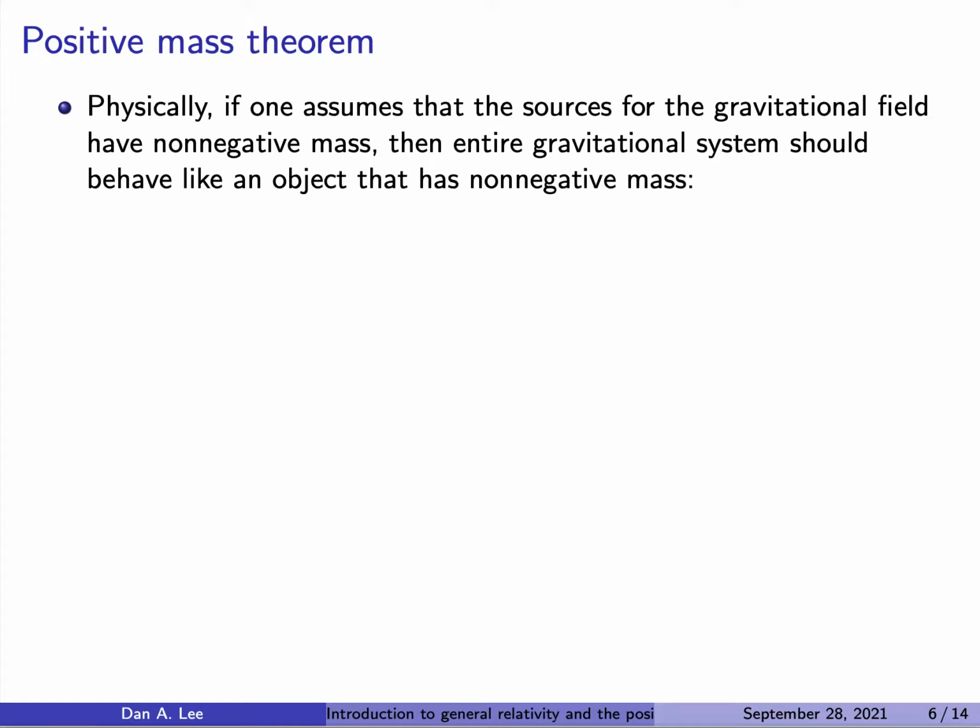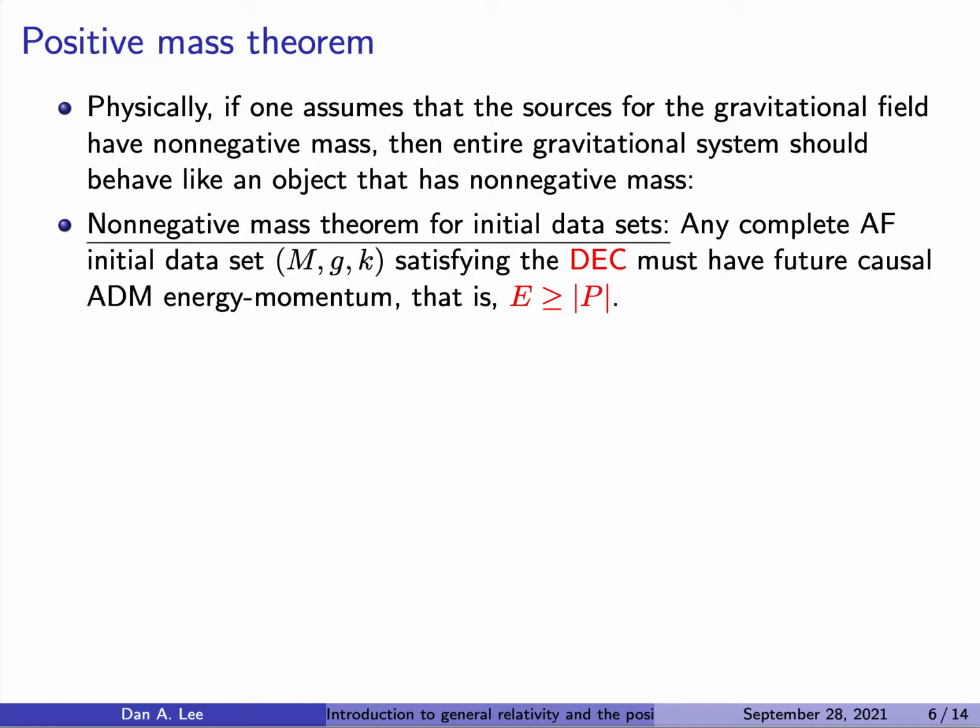So physically, if you assume that the sources for your gravitational field essentially correspond to non-negative matter content, then that should imply that the entire gravitational system should also behave like an object that has non-negative mass. When I say behave like an object that has non-negative mass, I mean asymptotically, from very far away. So if you interpret these in the way that makes most sense, the source having non-negative mass corresponds to the DEC, the dominant energy condition, and the requirement that the whole system has non-negative mass corresponds to the ADM mass existing and being non-negative.